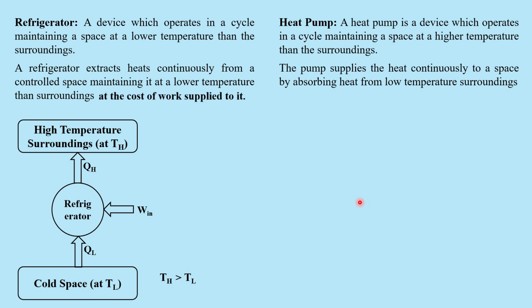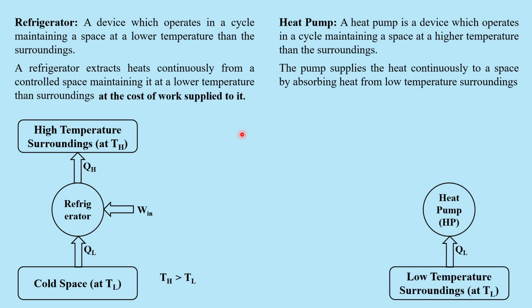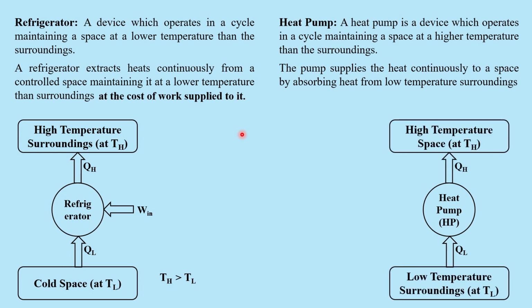So, here this sentence should be added: at the cost of work supplied to it. Whereas in case of a heat pump, it also extracts heat from a low temperature surrounding and supplies it to a high temperature space. Extracting heat from a low temperature region and supplying it to a high temperature region will require an external aid, that is, work input should be there for a heat pump as well. So at the cost of work supplied to it should be added to the heat pump as well.